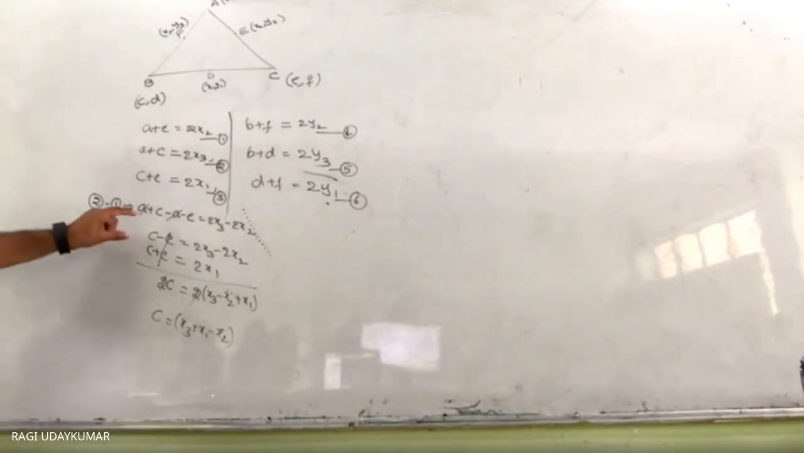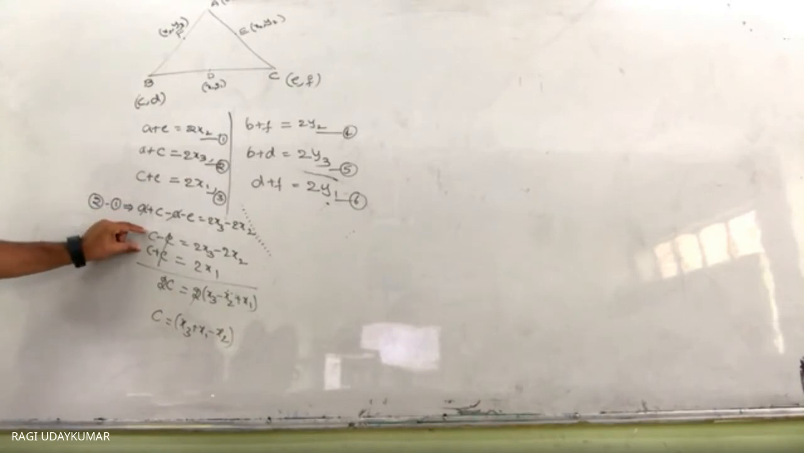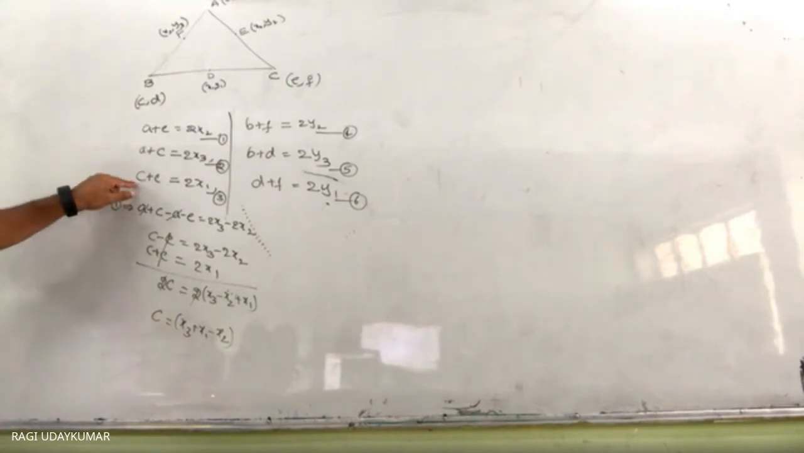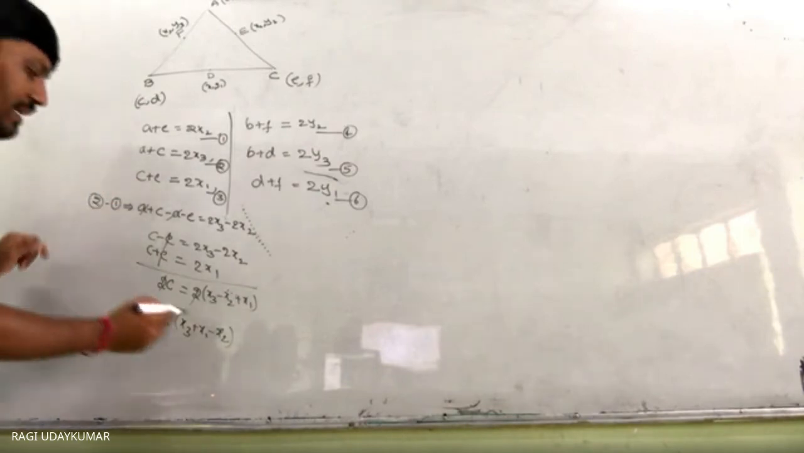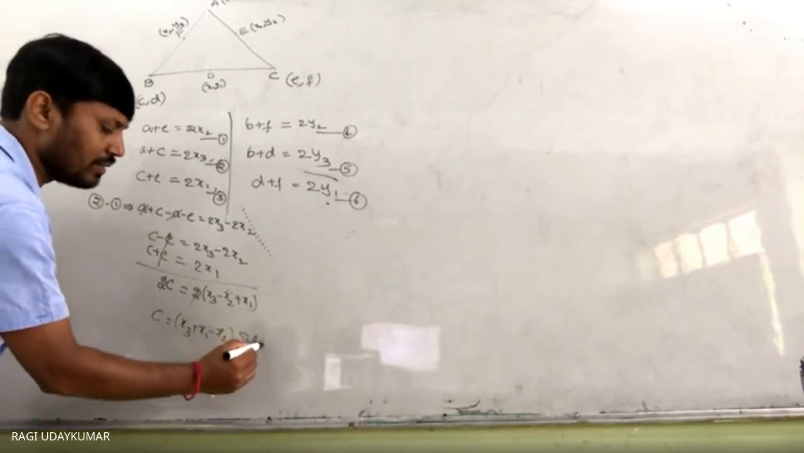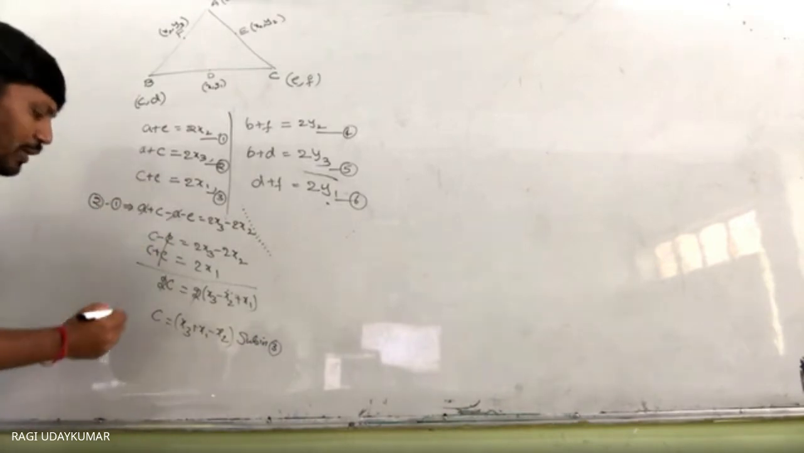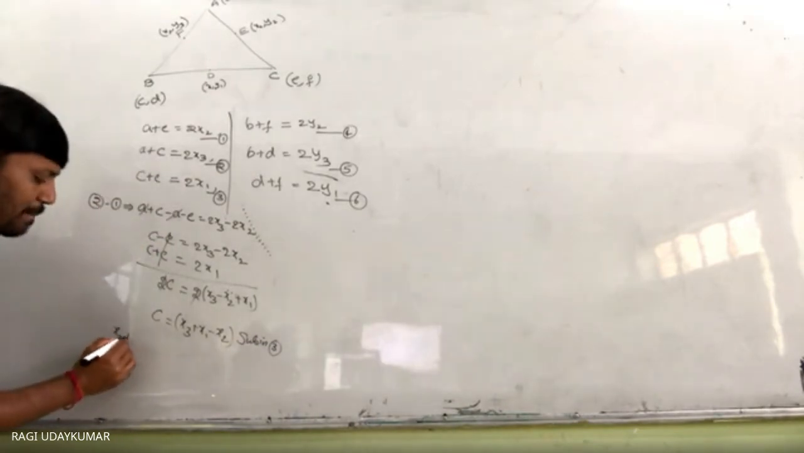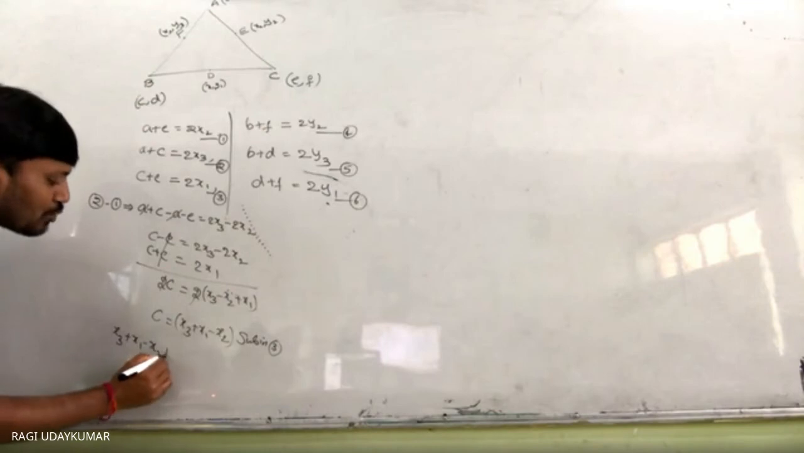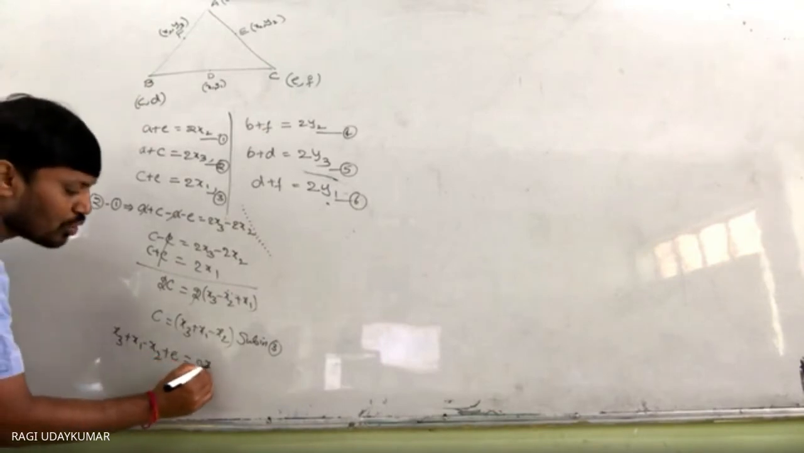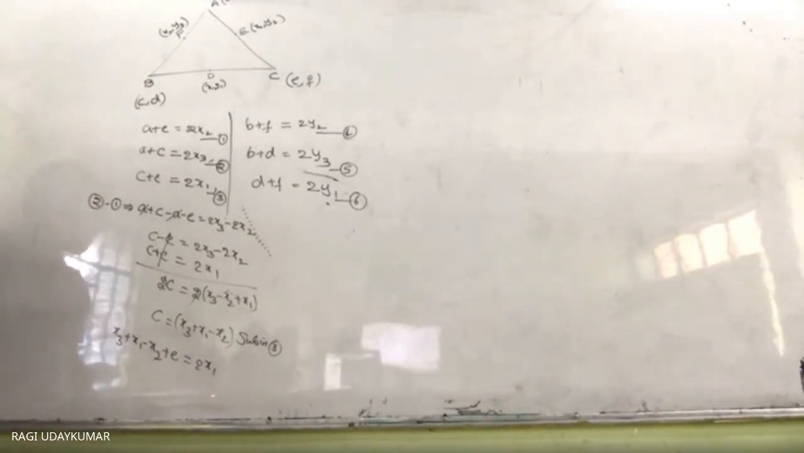This C you substitute in any one of the two equations here. Substitute in equation number 3. So in the third equation, substitute, and what do you get here? x3 plus x1 minus x2 plus e is equals to 2x1 we are going to get.